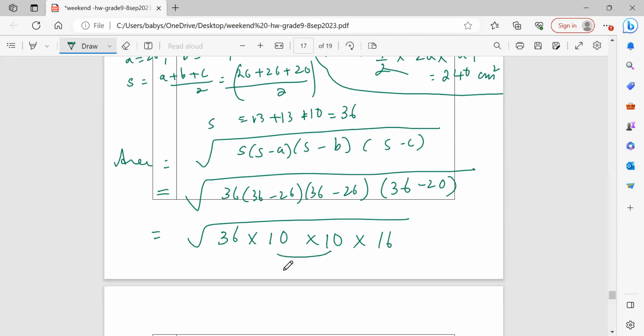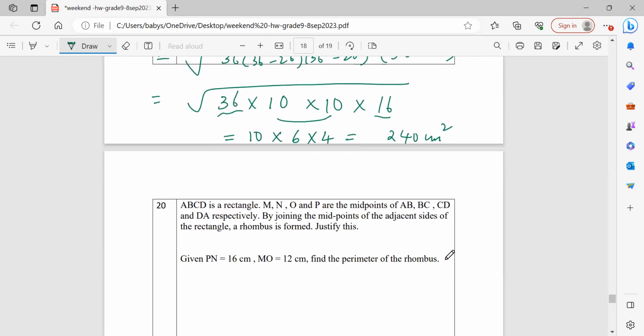There are two tens. It will come out of the radical as 10. 36, it is 6 into 6. It will come out of the radical as 6. And 16 comes out of the radical as 4. 6 fours are 24 into 10, 240 centimeter square is the answer.